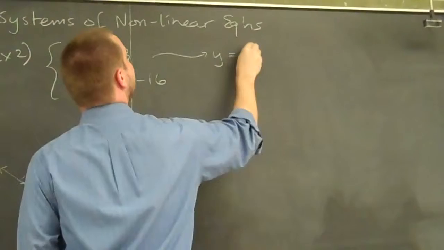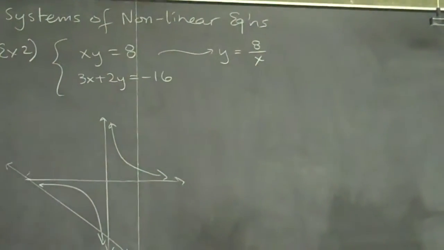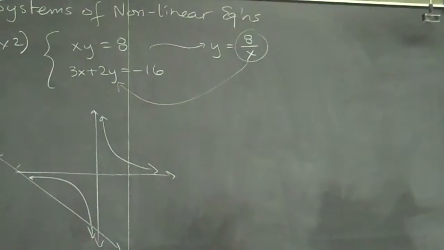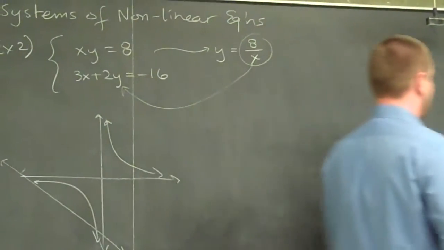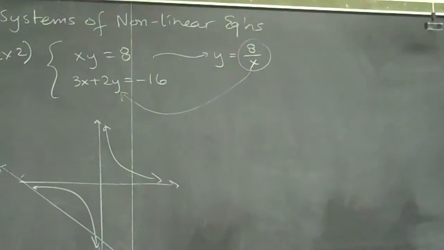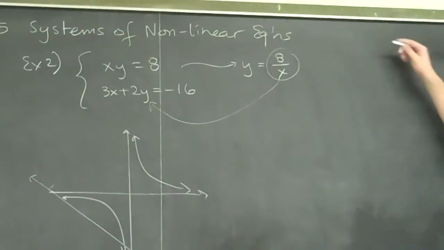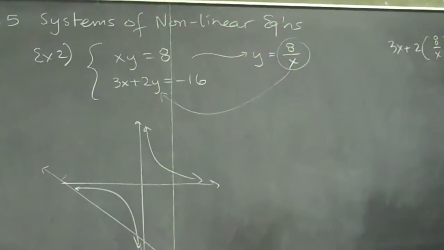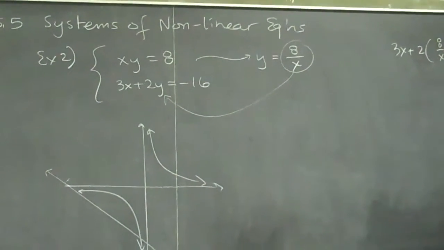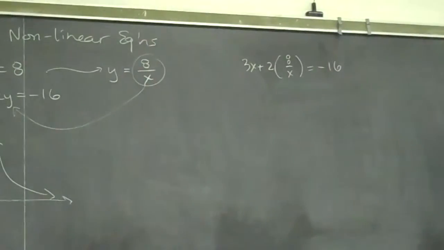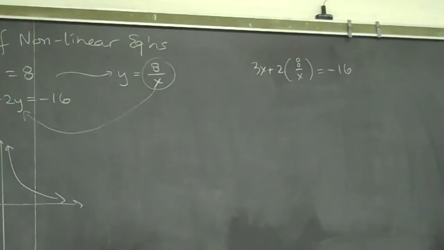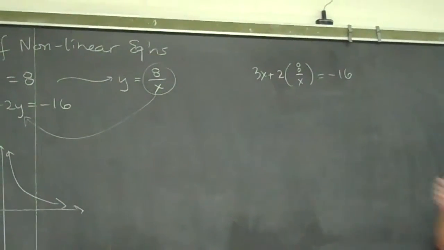So y equals 8 divided by x. And the idea behind substitution is take whatever you got and plug that in, right? So this is 3x plus 2 times 8 over x equals negative 16. Now what? Go back to the review portion. Yeah, multiply the 2 out.